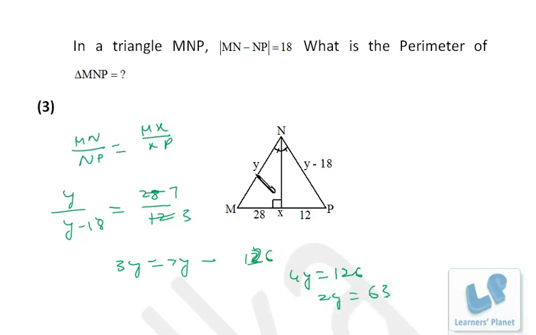Then what we have to find out? y plus y minus 18 plus 28 plus 12, right? So that will be the perimeter. So that's 2y minus 18 plus 28 plus 12, right? 2y is what? 63. So 63 minus 18 plus 28 plus 12, that you have to find out. That you can do easily, right? So this is the use of the angle bisector theorem. I hope you are able to recall that.